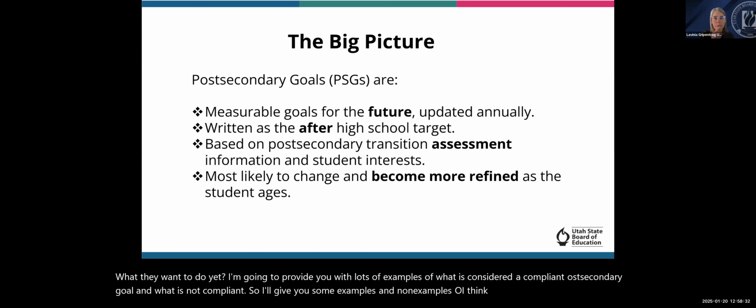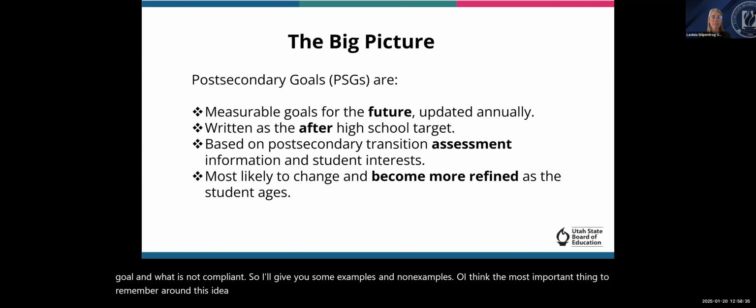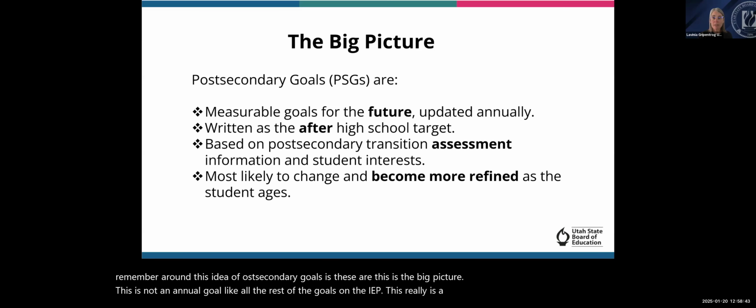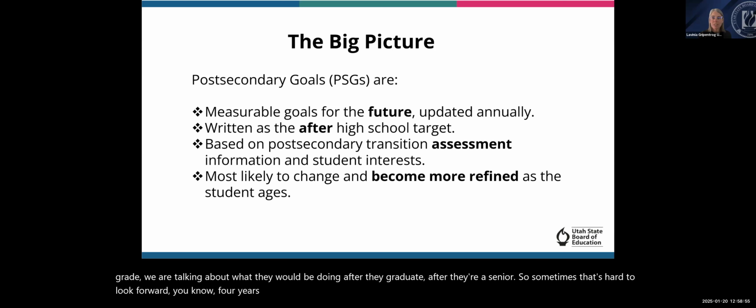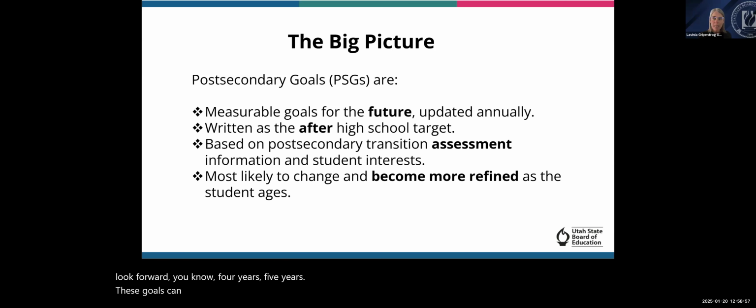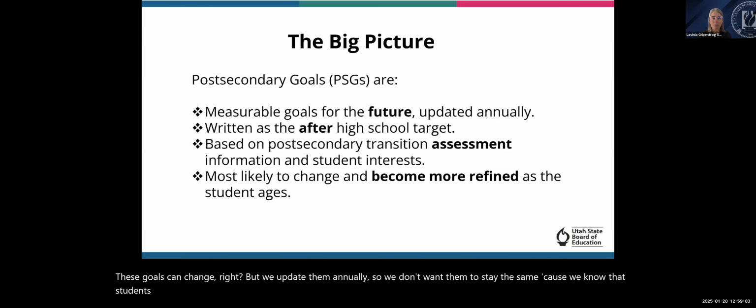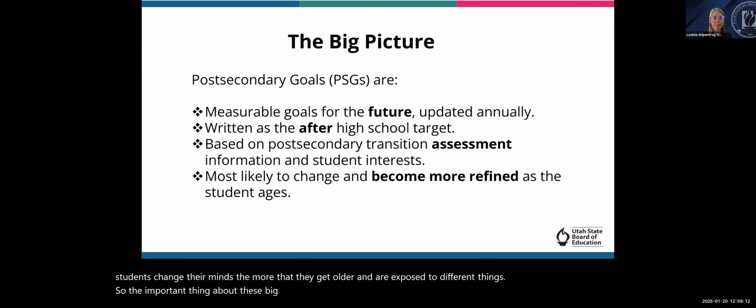So I think the most important thing to remember around this idea of post-secondary goals is this is the big picture. This is not an annual goal like all of the rest of the goals on the IEP. This really is a future goal. So let's say the student's in 9th grade. We are talking about what they would be doing after they graduate, after they're a senior. So sometimes that's hard to look forward 4 years, 5 years. These goals can change, right? But we update them annually. So we don't want them to stay the same because we know that students change their minds the more they get older and are exposed to different things. So the important thing about these big picture post-secondary goals is they have to be measurable.